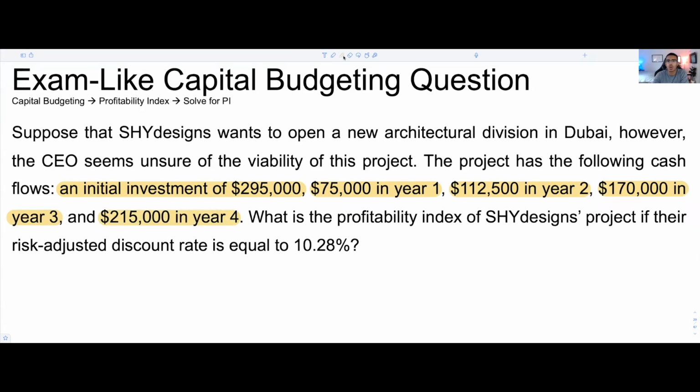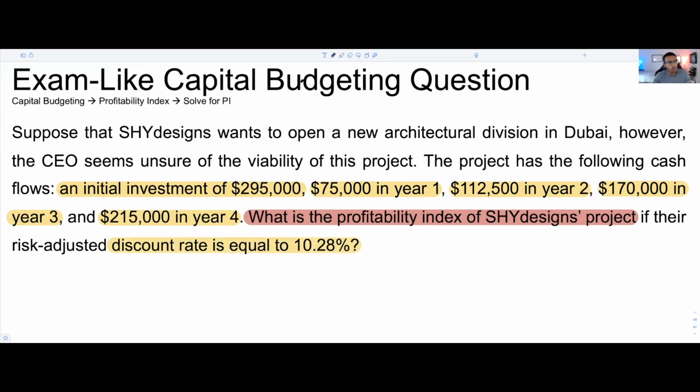Now, our mission in this question, what we're really trying to solve for, is a profitability index. So they want to know, what is the profitability index of this project? Now, you want to solve for the profitability index of this project, knowing that the discount rate is equal to 10.28%.